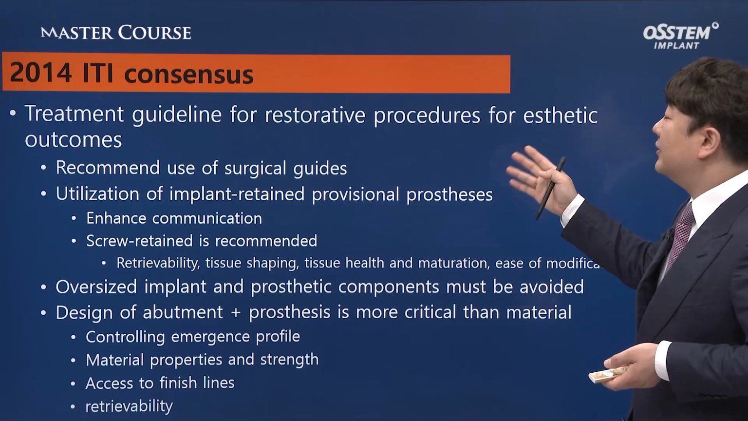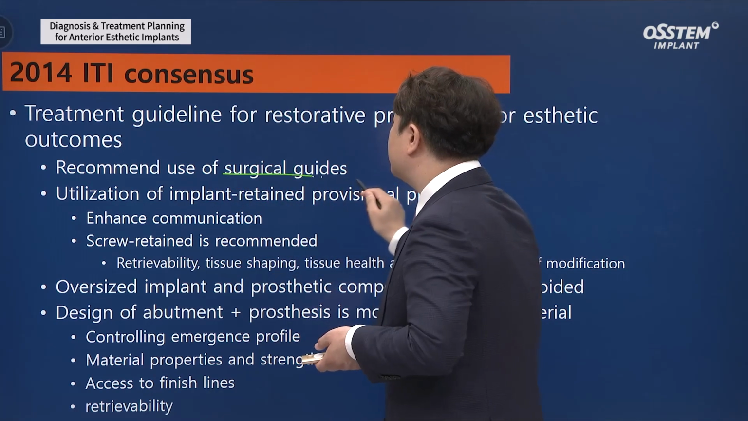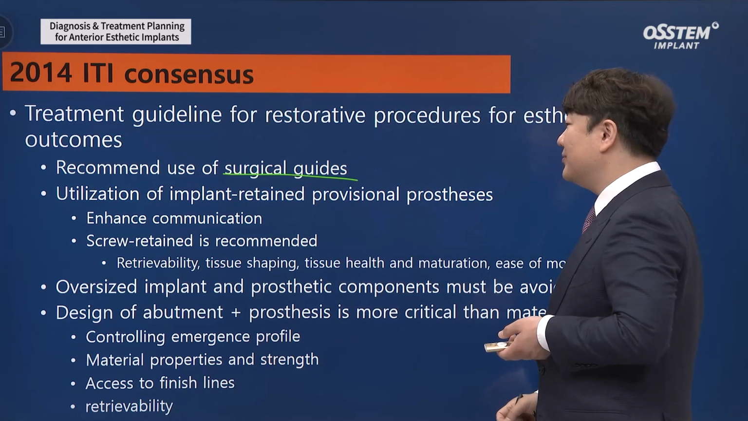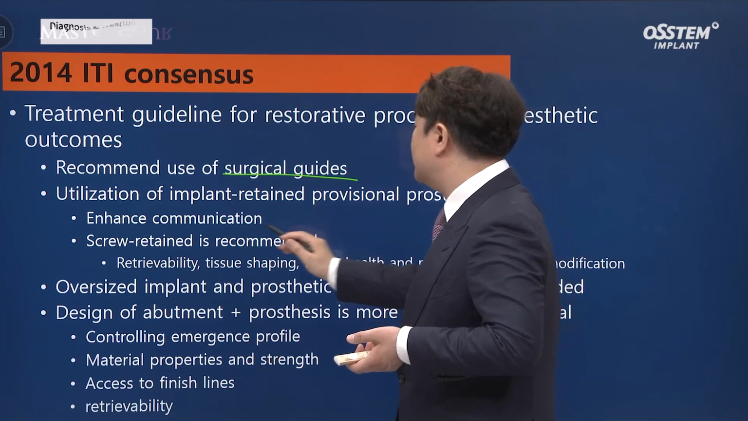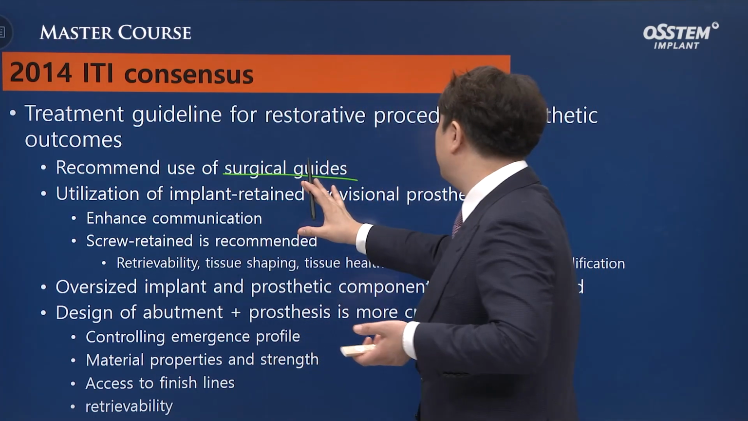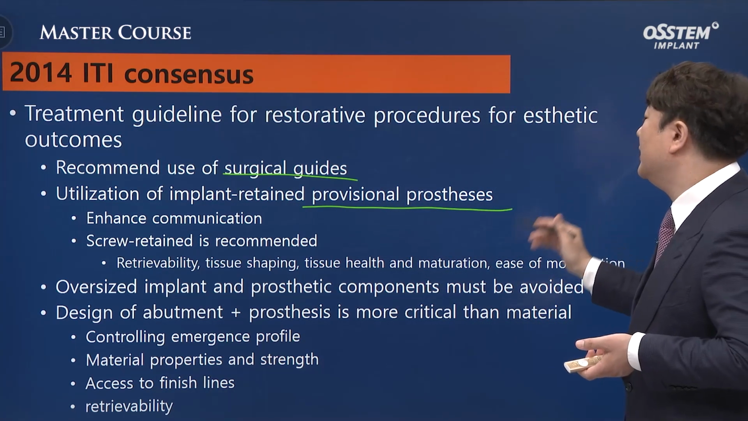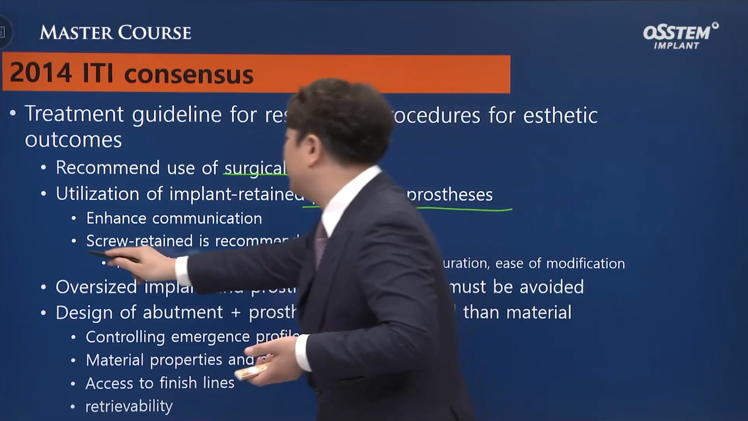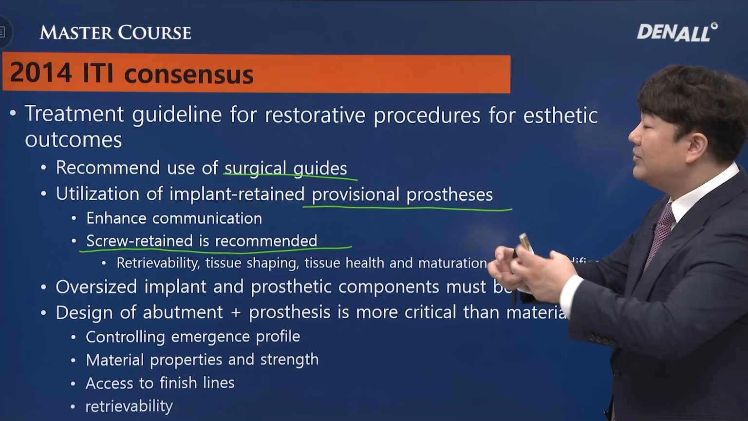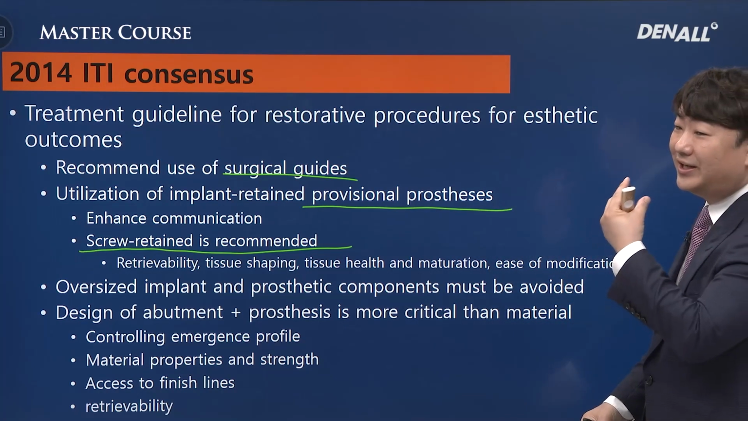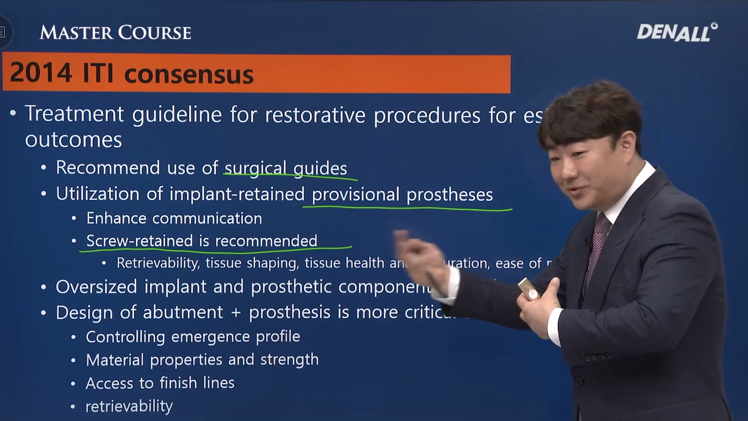In the treatment guide, I would like to take note of a couple of points. For accurate positioning, you should use the surgical guide. Provisionals should be utilized for communication with the patient. As for provisionals, you should use a screw-retained abutment. We add a crown on top of the link abutment.